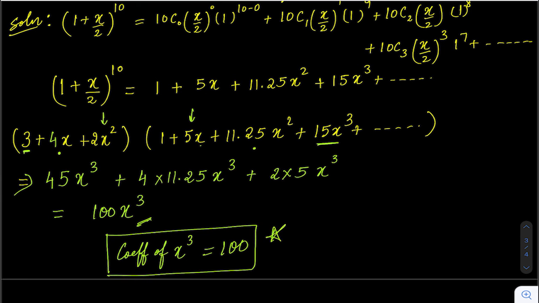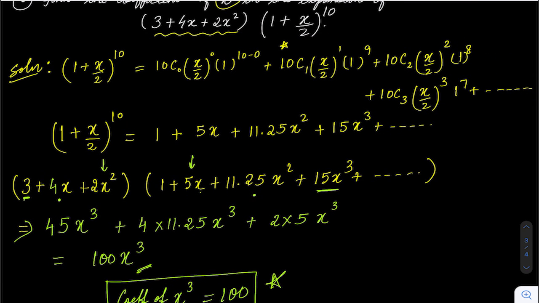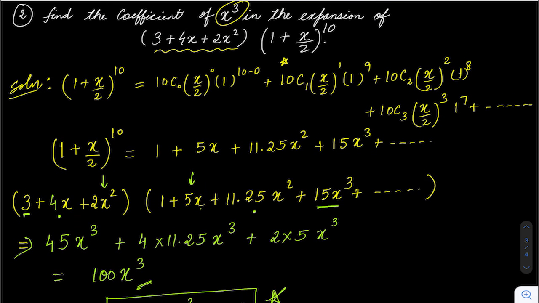So you have to be careful in this. I have seen some students multiplying them and writing all the terms. You don't have to do this. You have to think logically. We need x cube terms. So just think, when will you generate x cube when you are doing the multiplication? So just write those terms and that will quickly give you the correct answer.